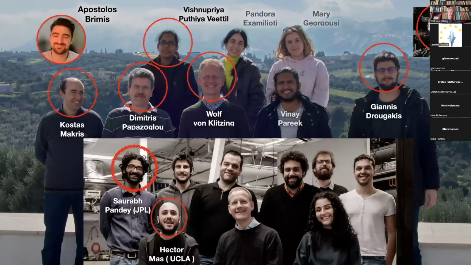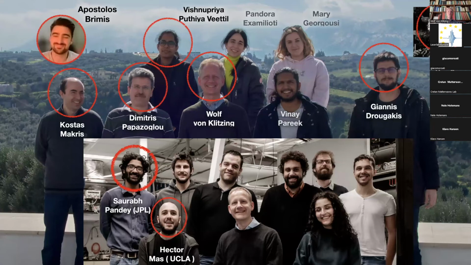And of course, things go further back in time. Saurabh and Hector were PhD students who have finished their PhDs a little while ago. Saurabh is at JPL, still working on BST and interferometry, and Hector is at UCLA, also as a postdoc there. Well, you see the guy in the top corner. I couldn't find a scientist image, male or female, doesn't matter, of course. But if you are interested in working on this sort of thing, we have positions, and we have a Marie Curie PhD position open and other positions, and we're looking for people. So if you know someone, please do tell us.